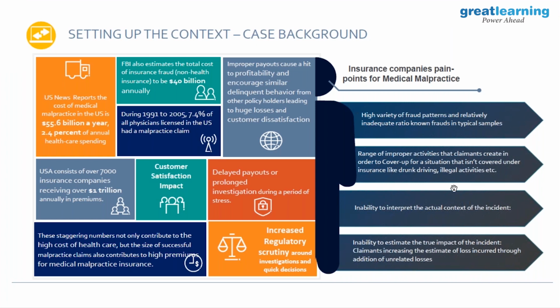And finally, how to know the true impact of the incident. The claimant might be increasing the estimates of the loss. They might be claiming for unrelated diseases or problems to increase the medical cost. So how do we identify that? Now, these are the challenges that insurance companies across the globe face.